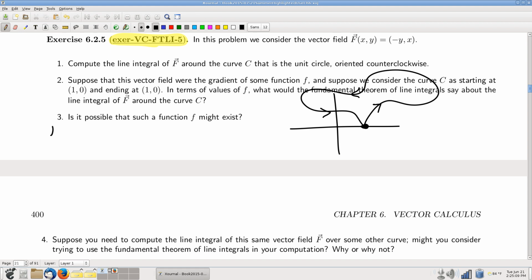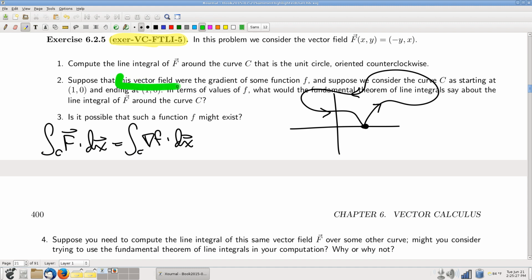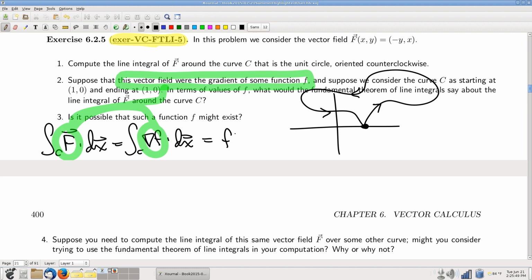All right, well, this line integral over that curve of this vector field dx, if that vector field were the gradient of some function, then the fundamental theorem of line integrals would say that this line integral would be f of 1, 0, the ending point, minus f of the starting point, also 1, 0. That would have to be 0. Does that make sense? Yeah.